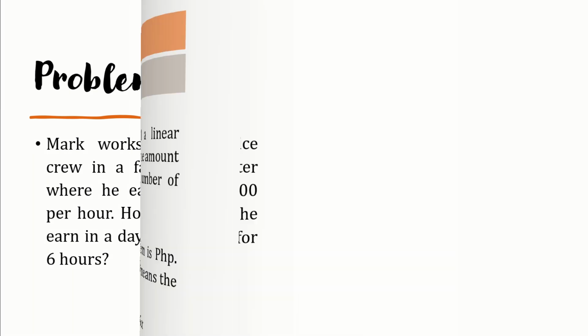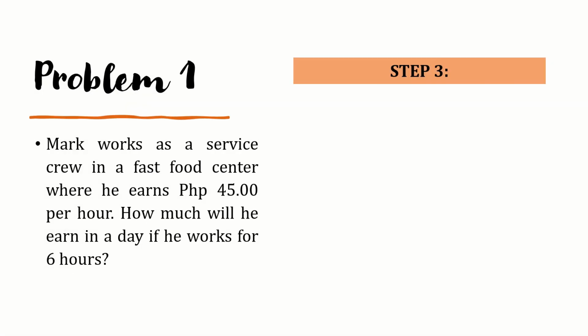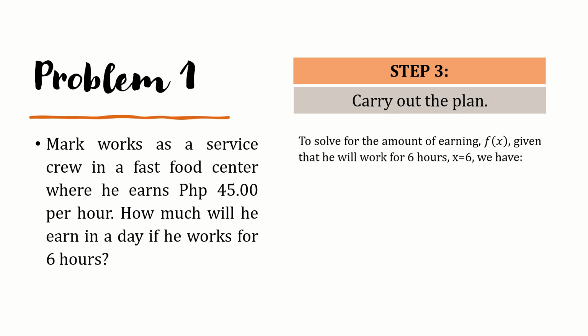For step 3, carry out the plan. To solve for the amount of earning f of x, given that he will work for 6 hours, x is equal to 6, we have f of x is equal to 45x.